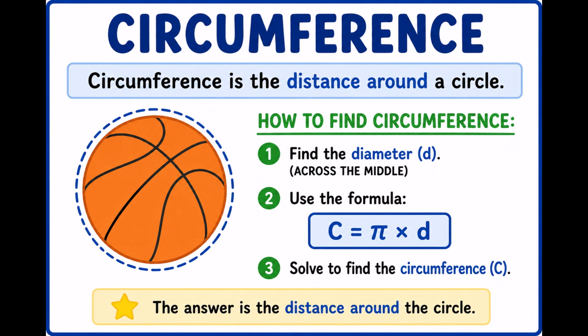Next, we must use the formula C equals pi times D. That is, circumference equals pi times diameter. So, in other words, we must find pi times diameter. After that, finally, we will solve to find the circumference. So the answer is the distance around the circle.